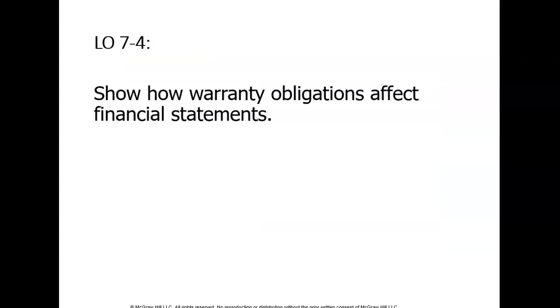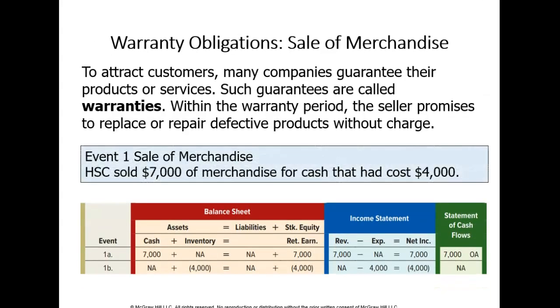Okay? Next up, we look at the impact of warranty obligations on the financial statements. So when you buy a product that comes with a warranty that guarantees they replace or repair that item, we'll take a look at how companies account for those warranty obligations. Here we have the company sold merchandise for 7,000 cash that had cost us 4,000. So the company HSC sold 7,000 of merchandise for cash that had cost us 4,000.